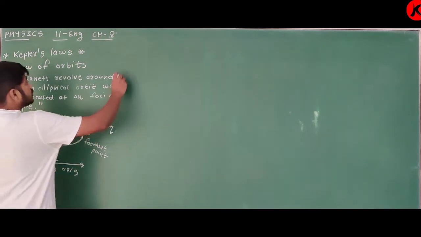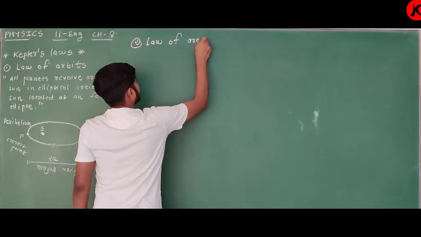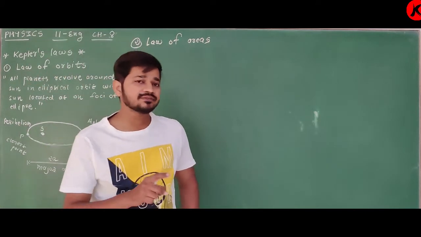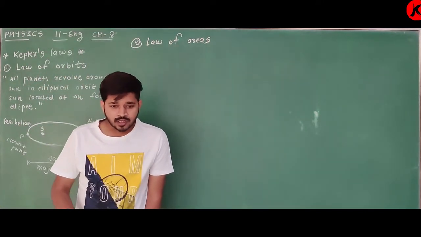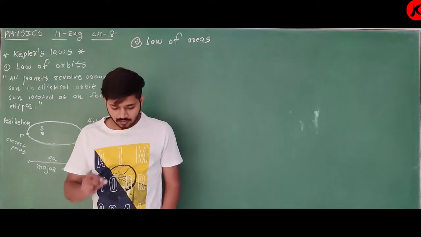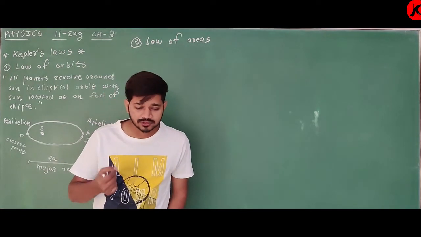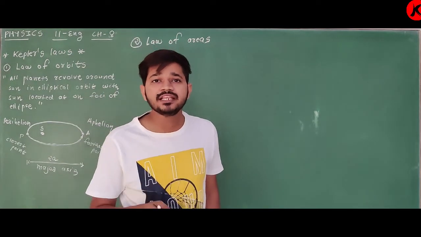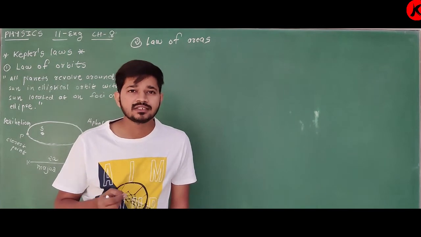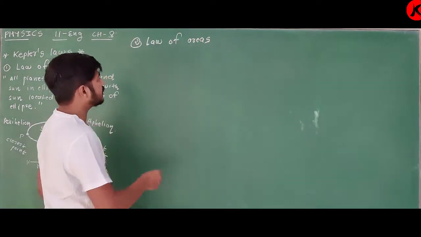Now we will see the second law. It is called law of areas. Remember chapter number 7, conservation of angular momentum. We have proved one equation for planets revolving around the Sun: whenever a planet revolves around the Sun in elliptical orbit, dA upon dt is equal to constant. dA upon dt means the line joining the Sun with any planet sweeps equal area in equal time interval. First of all I will write the statement.